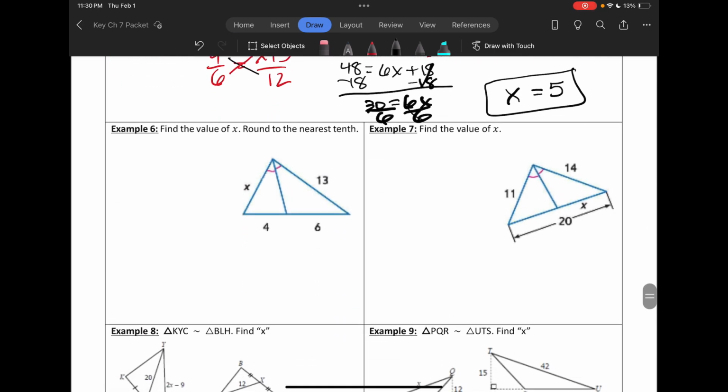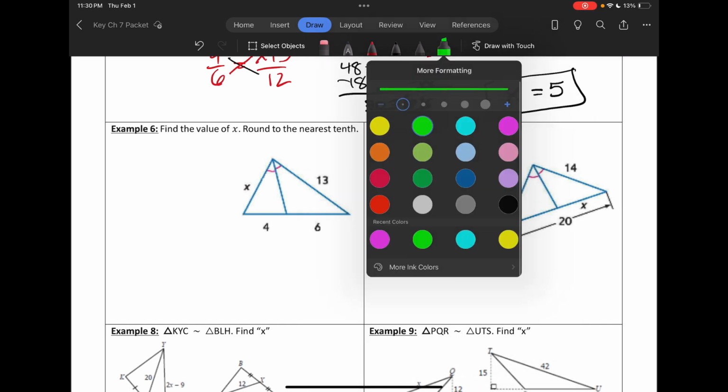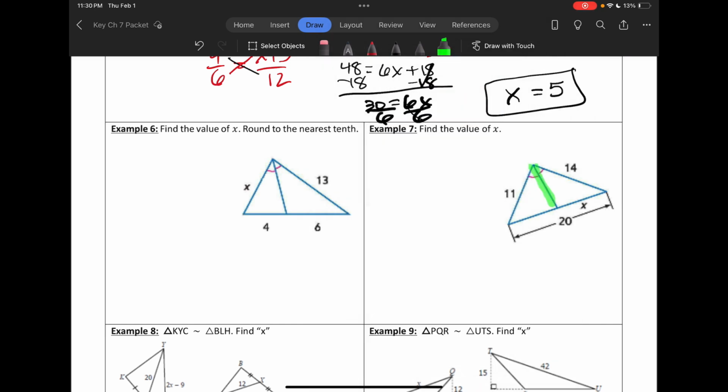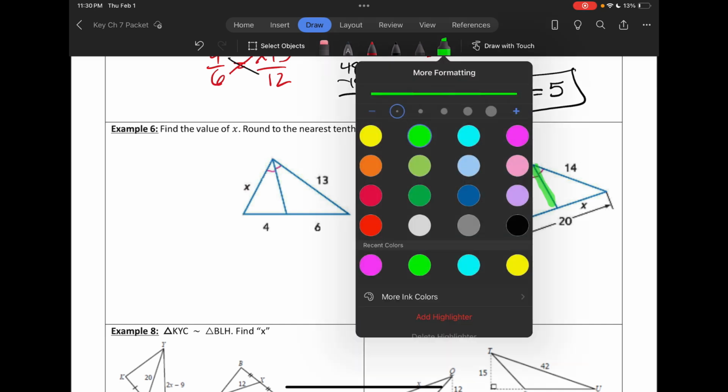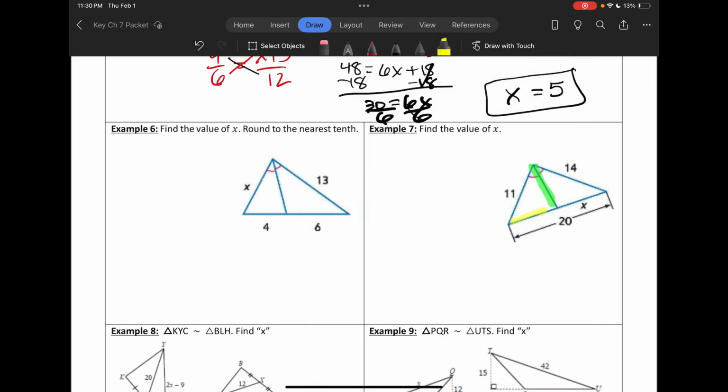Let's look at example 7, okay? Because I do want to practice the ones that require us to do a little bit more work first. So example 7 has this segment drawn in. What this is, is an angle bisector, because it's cutting that top angle in half. If that's an angle bisector, we said that it splits it up into pieces that are proportional.